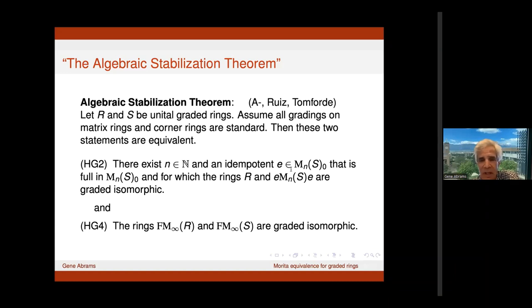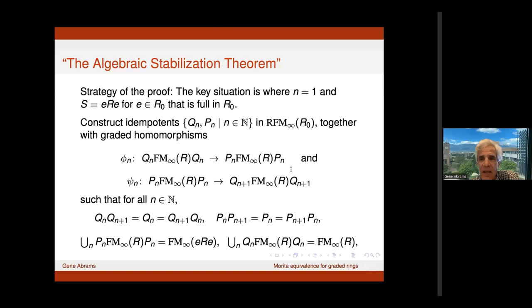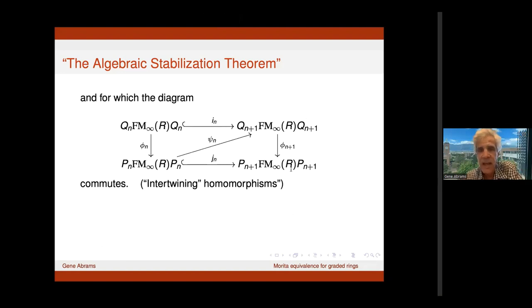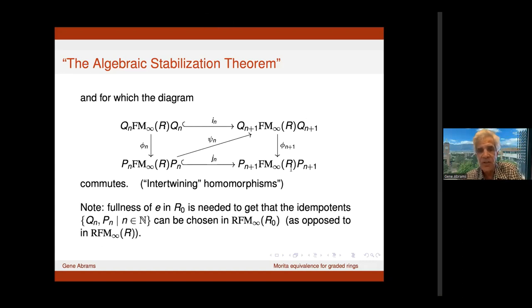Okay, so a very, very brief sketch of the proof. If you prove the situation where you simply take a corner ring of the ring itself, so n equals 1, and you take an idempotent that's full in the zero component, then you can play the following game. Again, I'm not going to write down all the details. The point, though, is inside the FMs, you can build some appropriate subrings, and you can show that those subrings are related nicely one to the other. And you can build appropriate limits of certain expressions.